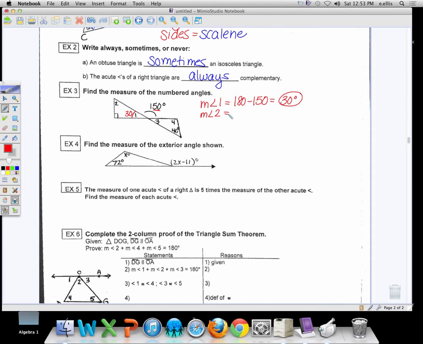Well, if angle 1 is 30 degrees, let's go in order here. Let's move to angle 2. Angle 2 is the third angle in the right triangle on the left side of the picture. Well, the corollary to the triangle sum theorem says the 2 acute angles of a right triangle are complementary. So angle 1 and angle 2, if they're complementary, they add to 90. If I subtract angle 1, which is 30 degrees, then 60 degrees remains for angle 2, 60 degrees.